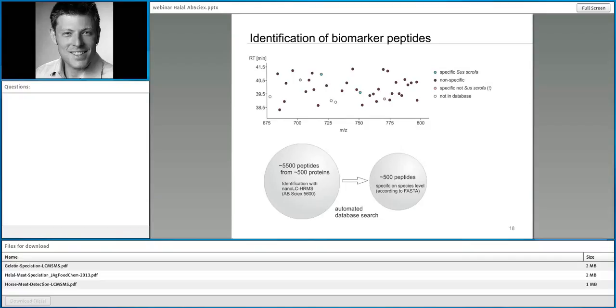And from the automated database search, we found 500 peptides which, according to the FASTA file, are specific to pork in this case, and this nicely fits with the sequence identity one will find in mammalian species, which is around 90 to 95%. So 90 to 95% of the sequence is identical, and 5 to 10% roughly are sequence polymorphisms, and this nicely fits with the database search.